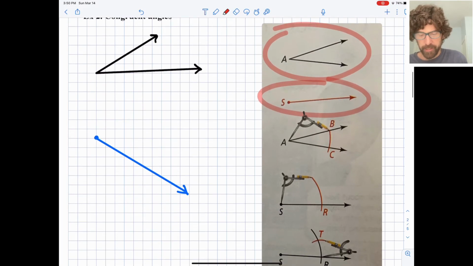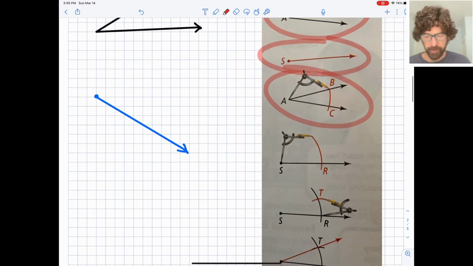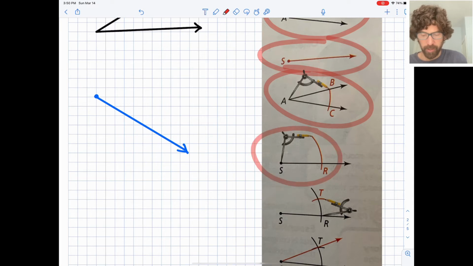First, you're going to take a compass on your given angle and draw an arc of a particular radius from the vertex. Then you're going to draw an arc of equal radius where you want your new angle to go, on your given ray.